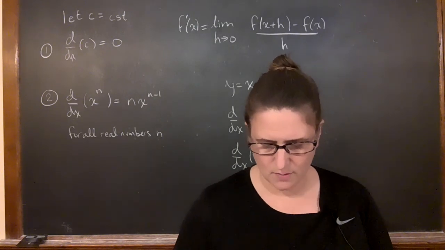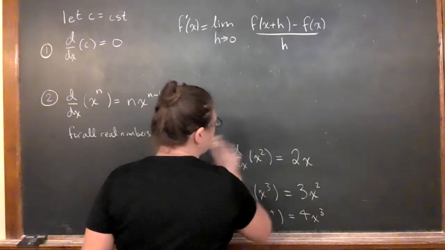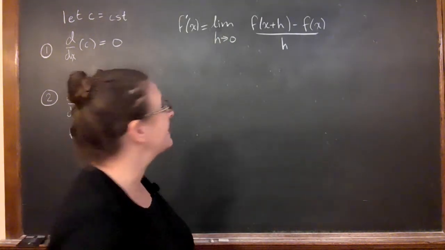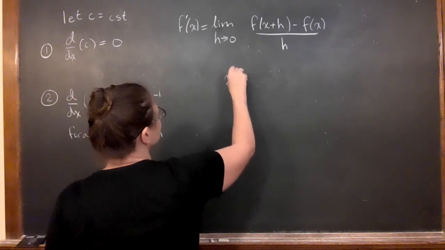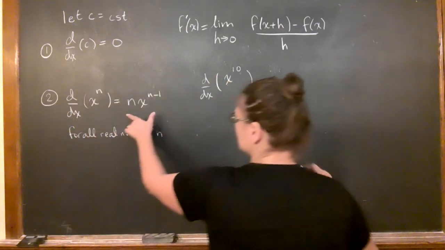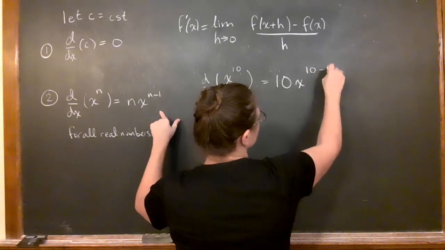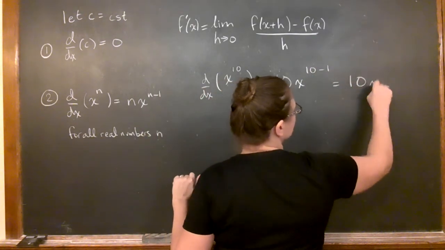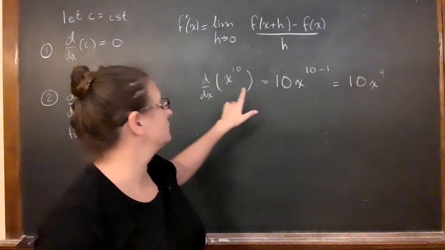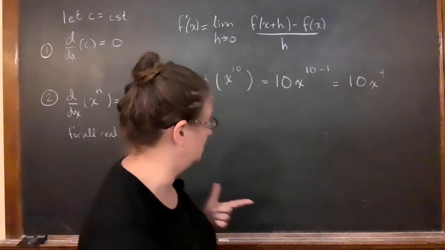So I can just go ahead, if I have some stuff, if I have x to the 10th and I want to take the derivative of x to the 10th, I just use this formula. It's 10x to the 10 minus 1. So I get 10x to the 9th. And again, very quickly, you could go directly from here to here. You don't have to write the 10 minus 1. I'm only doing it because it's new here.